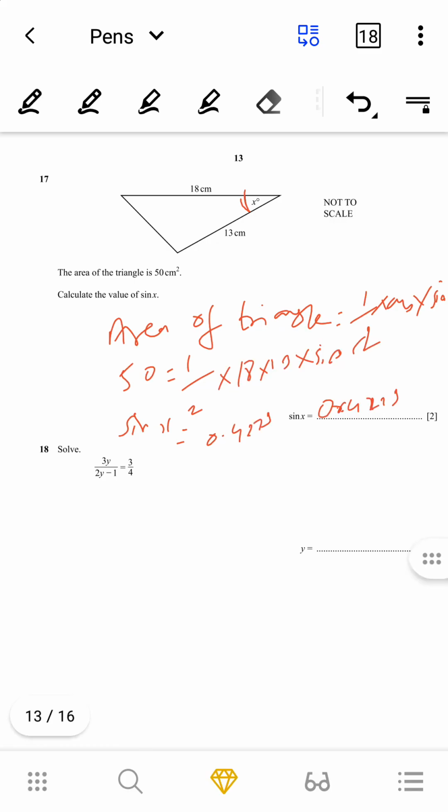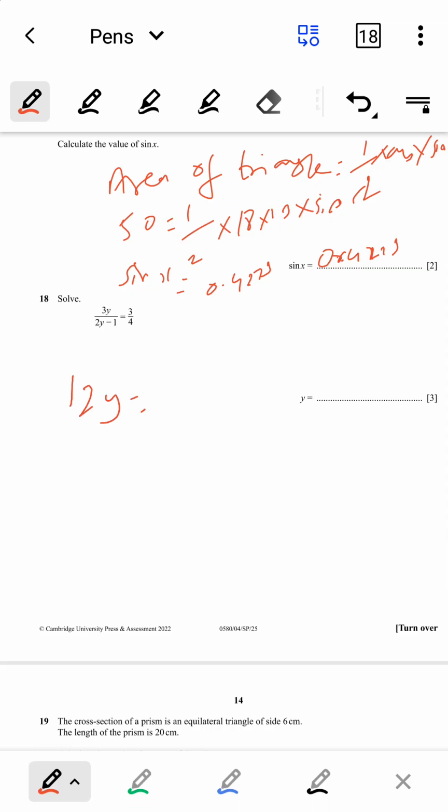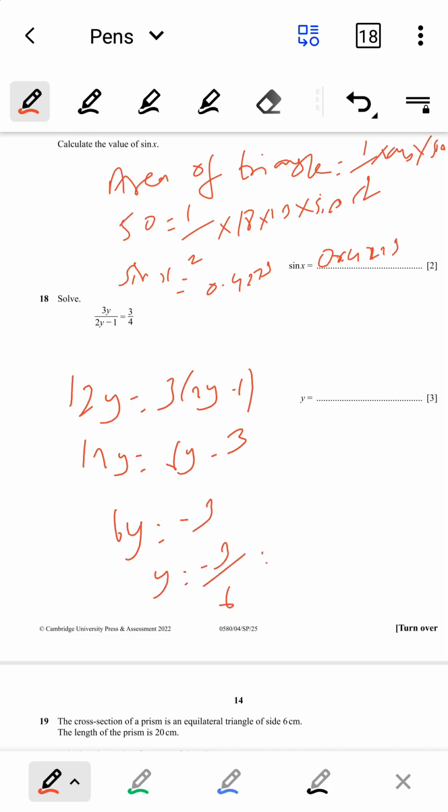Then moving to question number 18: 3y by 2y minus 1 equal to 3 by 4. Very simple to solve. Cross multiply: 3y into 4 will be 12y, and 3 times of 2y minus 1. So 12y equal to 6y minus 3. Then 12y minus 6y is 6y equal to minus 3. So y equal to minus 3 by 6, that is minus 1 by 2.